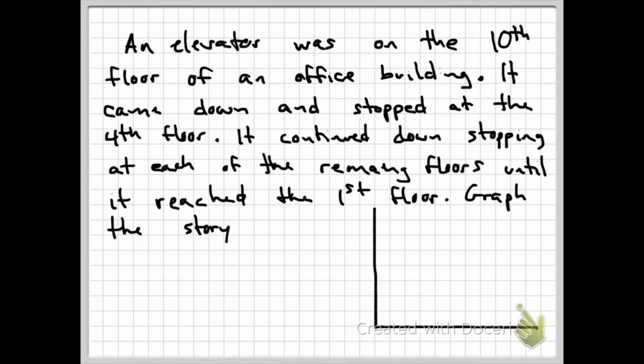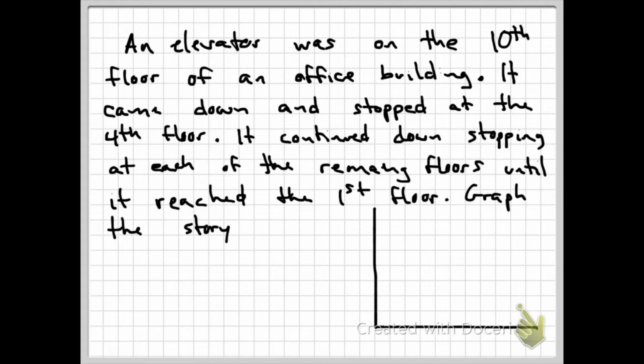Okay, with these direct variation types of problems, what we need to do is make sure that we have our labels, all right? A lot of times, it's usually something versus time, all right, since it's a story. So let's take a read through here. An elevator was on the 10th floor of an office building. It came down and stopped at the 4th floor. It continued down, stopping at each of the remaining floors until it reached the 1st floor.